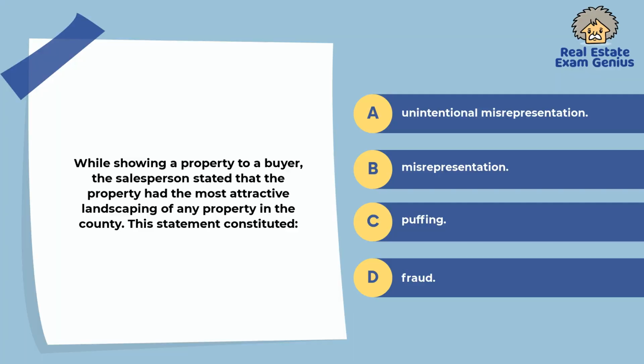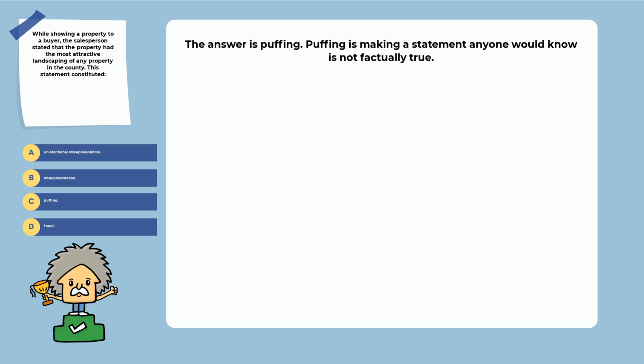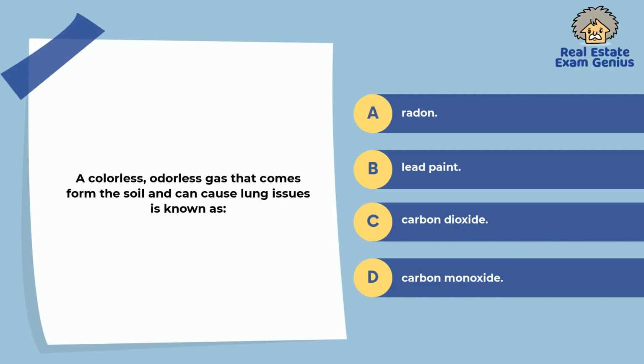Views are an opinion. While showing a property to a buyer, the salesperson stated that the property had the most attractive landscaping of any property in the county. This statement constituted unintentional misrepresentation, misrepresentation, puffing, fraud. The answer is puffing. Puffing is making a statement anyone would know is not factually true.